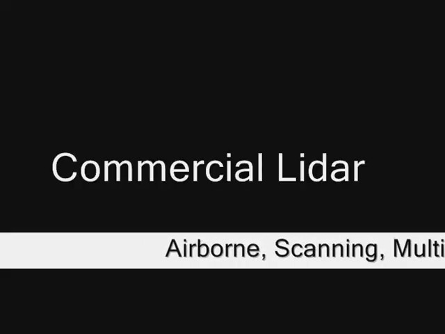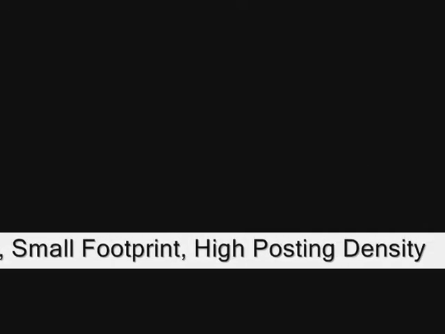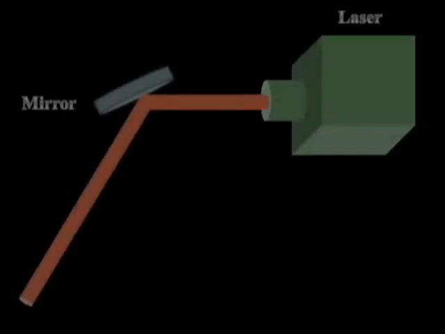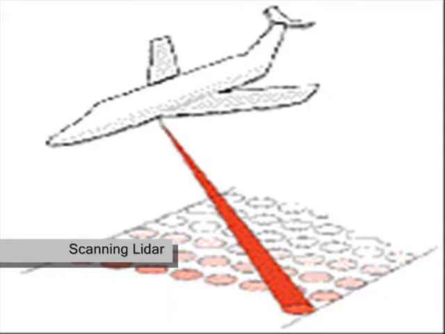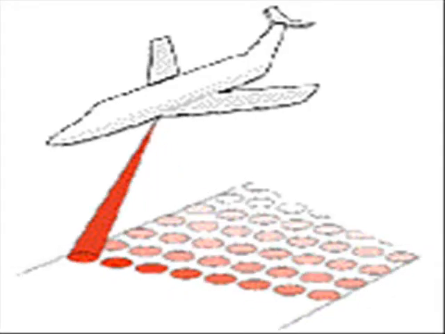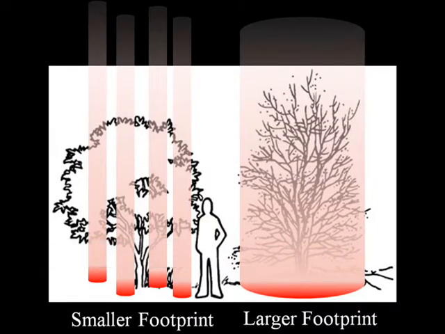Commercial LIDAR is evolving constantly, but the most common systems are airborne, scanning, able to record multiple returns per pulse, and have relatively small footprints and high posting densities. We've previously demonstrated airborne scanning LIDAR, where the laser pulse is directed by a mirror. The LIDAR footprint refers to the diameter of the laser beam pulse where it strikes the target. Small footprint LIDAR usually ranges from about 1 to 1.5 feet in diameter. Smaller footprints produce a higher resolution and usually a higher density point cloud.